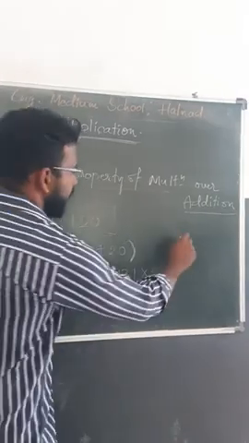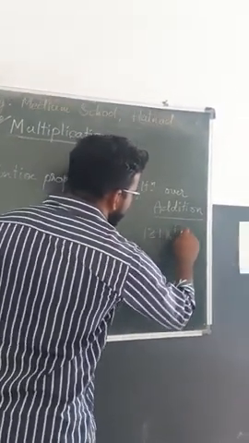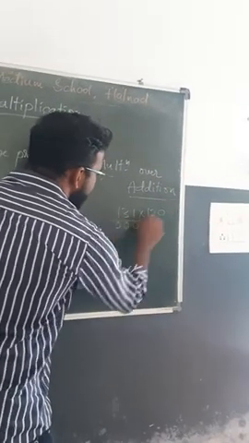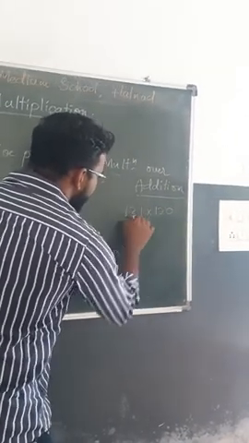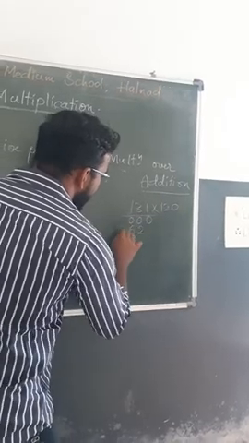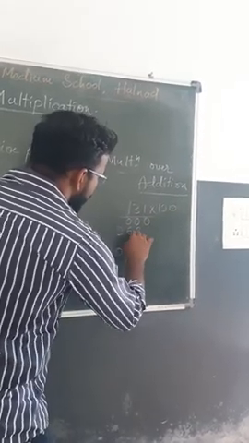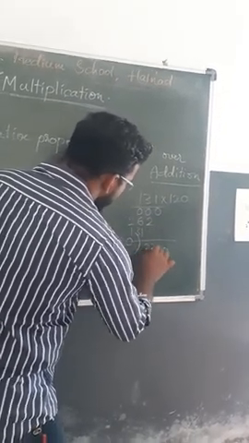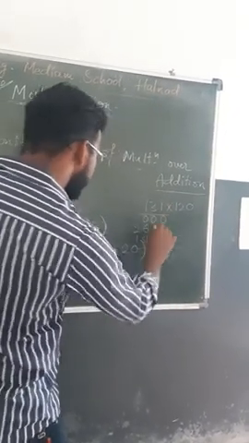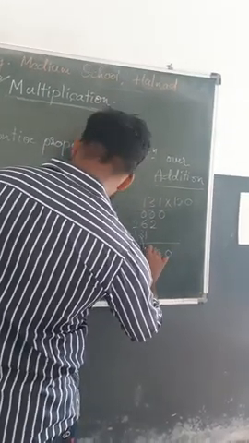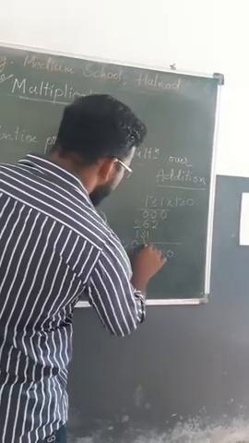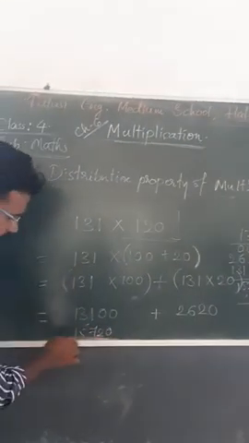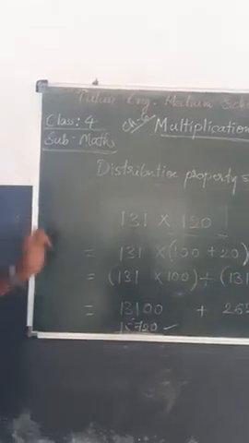131 into 120. 0, 0, 0, 2, 6, 2, 1, 3, 1, 0, 2, 7. 2 plus 3, 5. 15,720. We got the same.